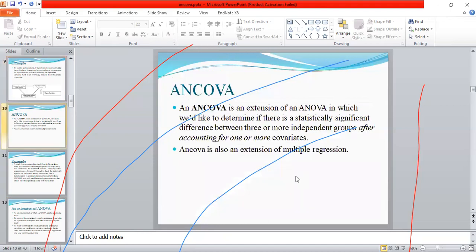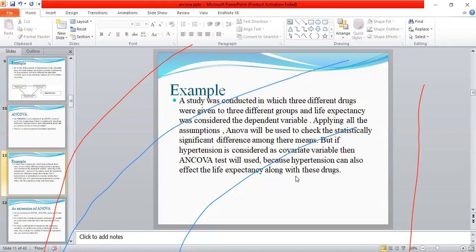Now, ANCOVA. ANCOVA is an extension of ANOVA in which we would like to determine if there is a statistically significant difference between three or more independent groups after accounting for one or more covariates. ANCOVA is also an extension of multiple regression.